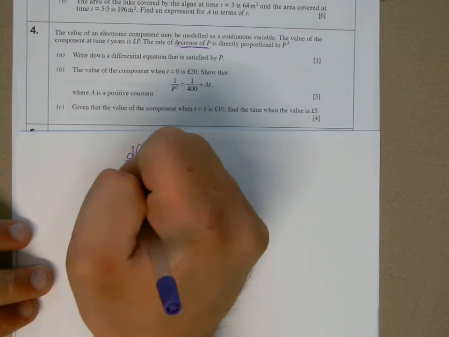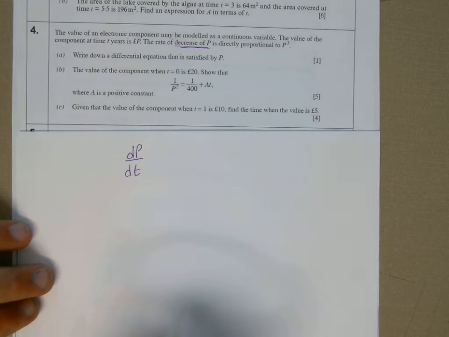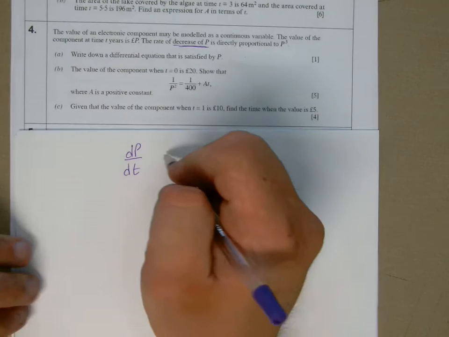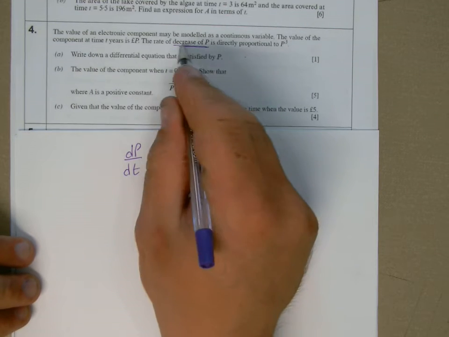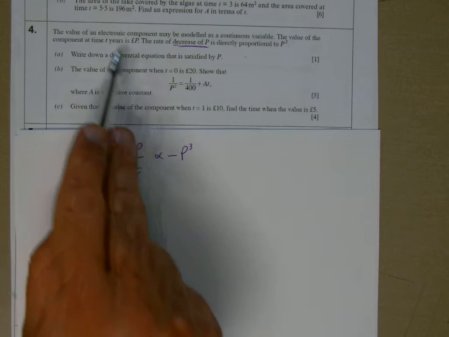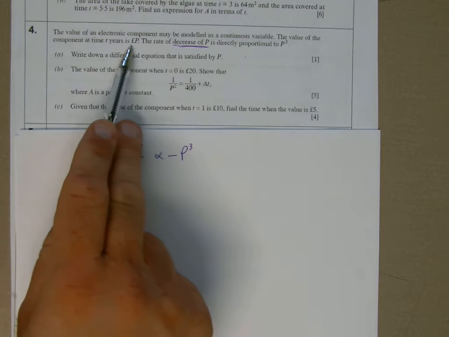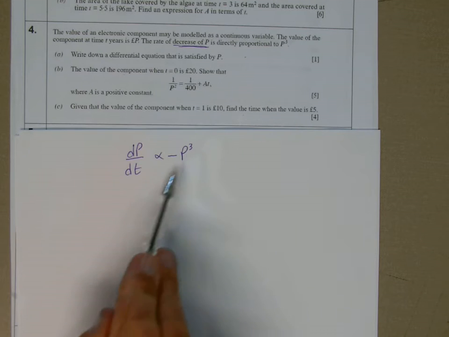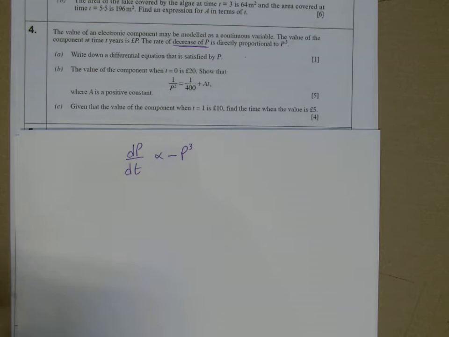dp by dt, that's what it means by the rate, the rate of change, how it's decreasing over time. It says it's directly proportional to p cubed, but it's going to be minus p cubed because it is decreasing, so it's going to have a negative gradient. If this was a curve of p, of course the price is going down, so it'll be a negative gradient. That's why it's proportional to negative p cubed. We must have a minus there to show the negative gradient.